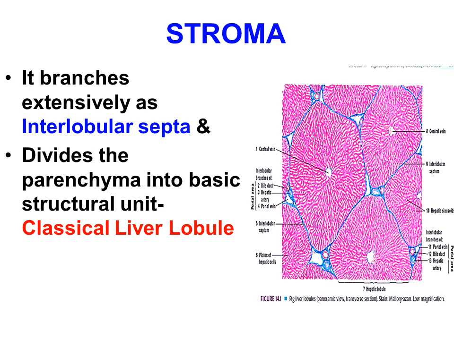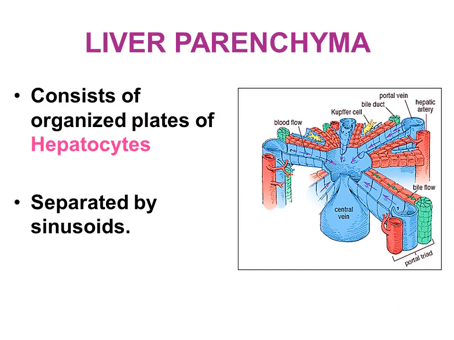Also, the septa act as a passage for the neurovascular bundle as well as for the passage of the bile duct. The next component of the liver is the parenchyma, which is made up of cells known as hepatocytes or the liver cells, which are organized as plates forming the hepatic laminae. These hepatic laminae are separated by sinusoids.